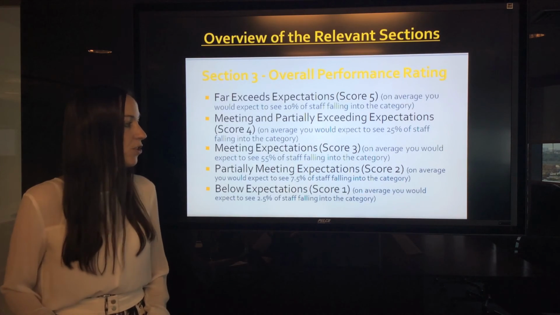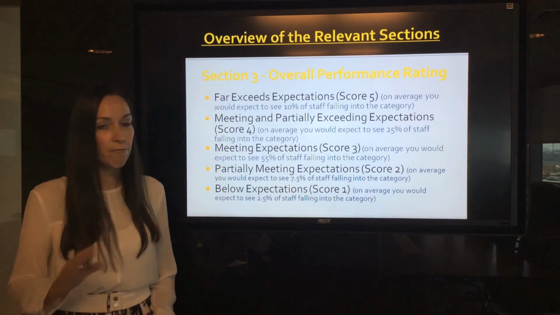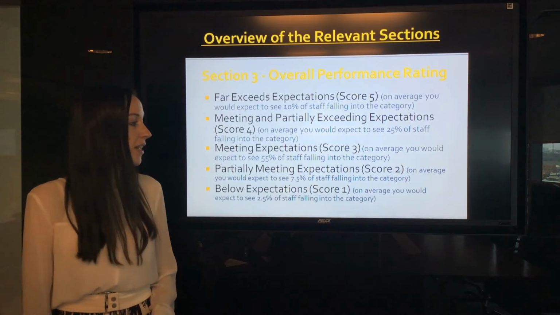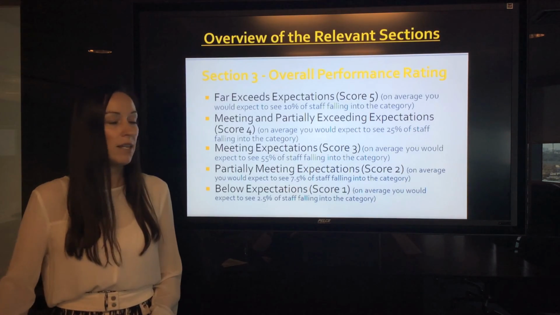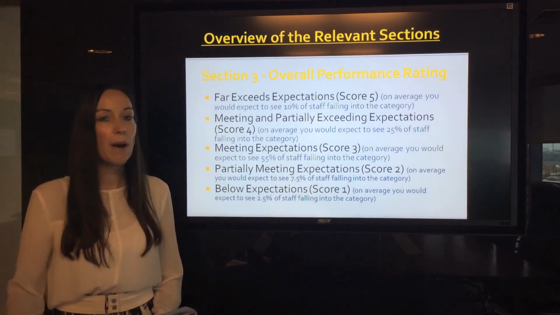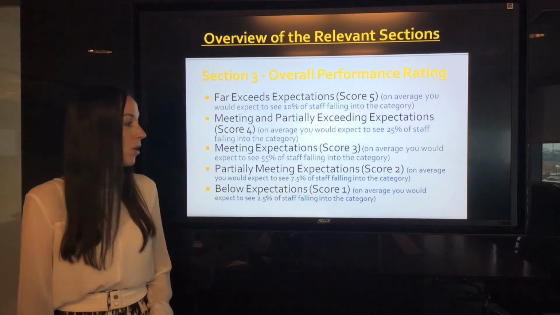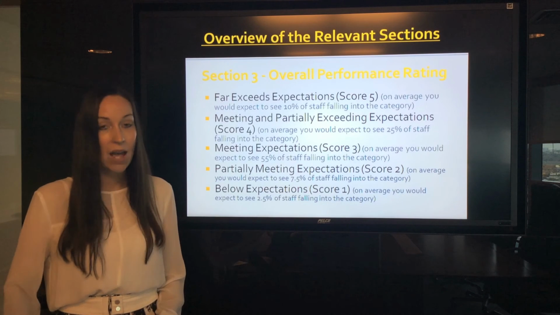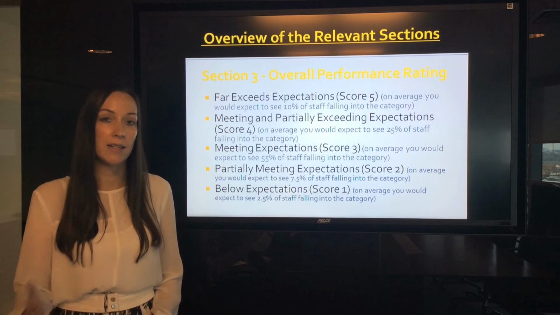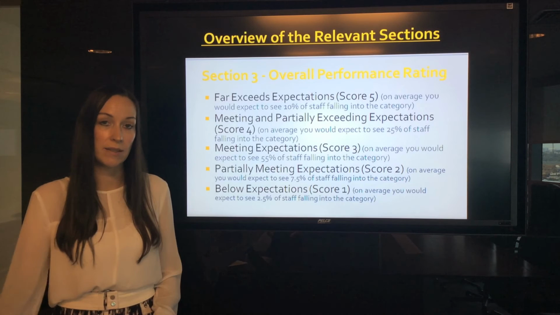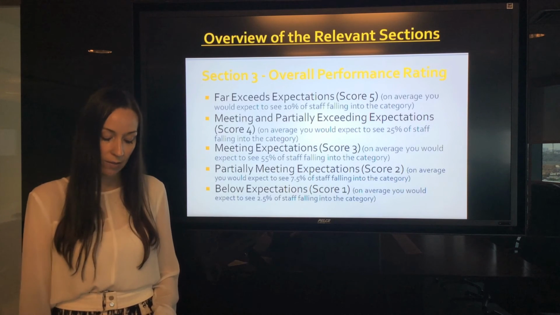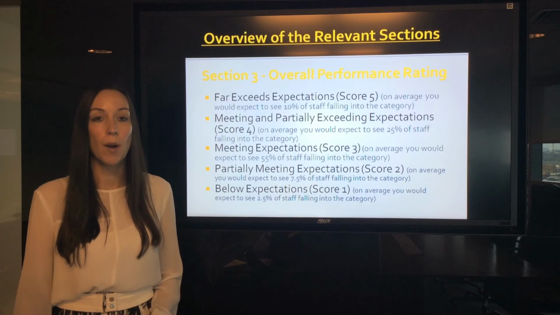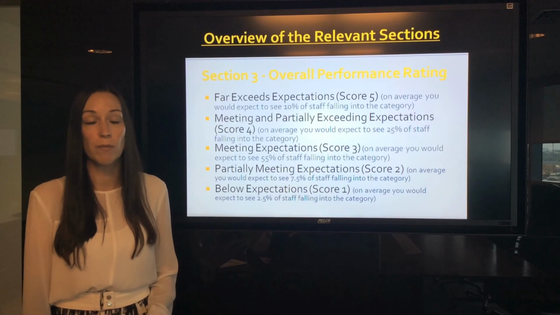Partially meeting expectations is a score of 2. On average, we would only look to see maybe 7.5% of people falling into this category. These are people who have only partially delivered on the objectives that were set for them. They haven't met all of the performance standards. They've met some, but there are other areas of their role that they haven't met, and they've required a little bit more support than is appropriate for the job that they're employed to do.